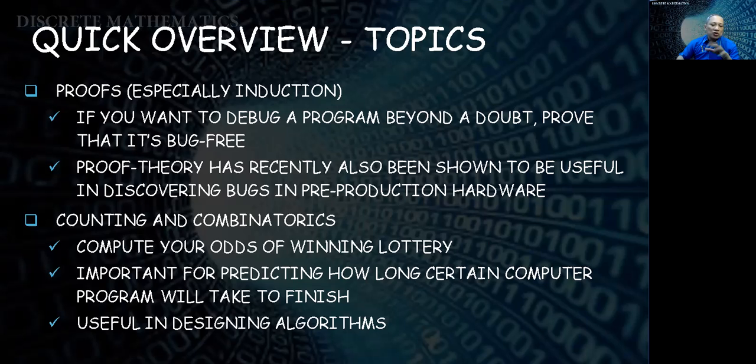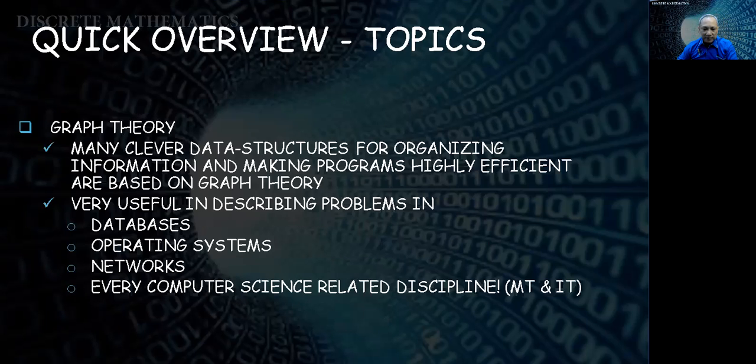And of course it's useful in designing algorithms and so on. Graph theory, many clever data structures nowadays. We are into so much data analysis and data science, because data is very important. Data is power. Some people say information is power. So data structures for organizing information are very important. You know what components of the data contribute to, or are assigned to.